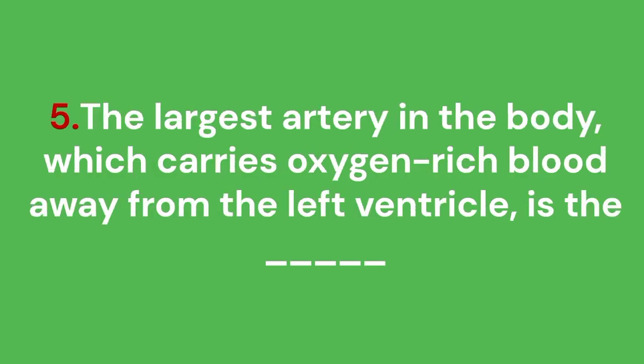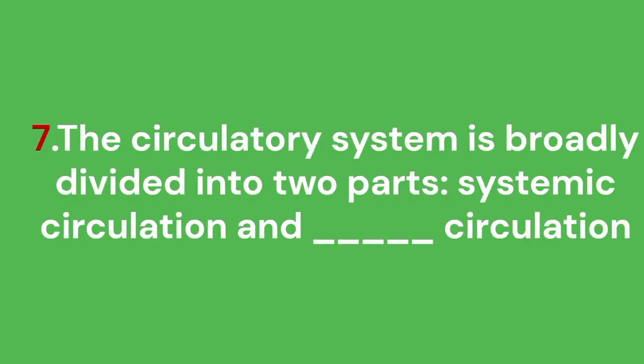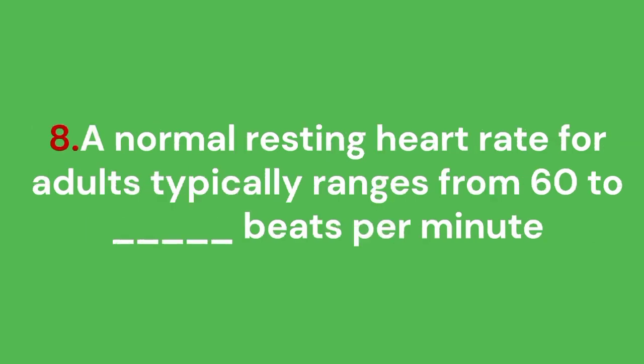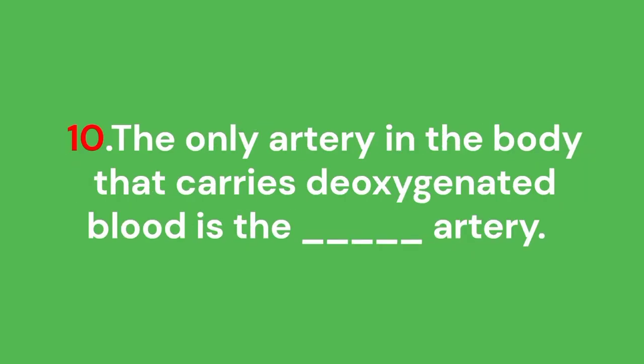The largest artery in the body, which carries oxygen-rich blood away from the left ventricle, is the ___. The chamber of the heart that pumps oxygenated blood to the rest of the body is the ___. The circulatory system is broadly divided into two parts, systemic circulation and ___ circulation. A normal resting heart rate for adults typically ranges from 60 to 100 beats per minute. The heart is protected by the rib cage and a double-layered sac called the ___. The only artery in the body that carries deoxygenated blood is the ___.